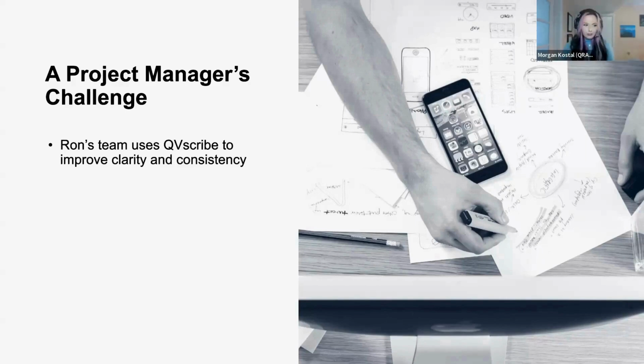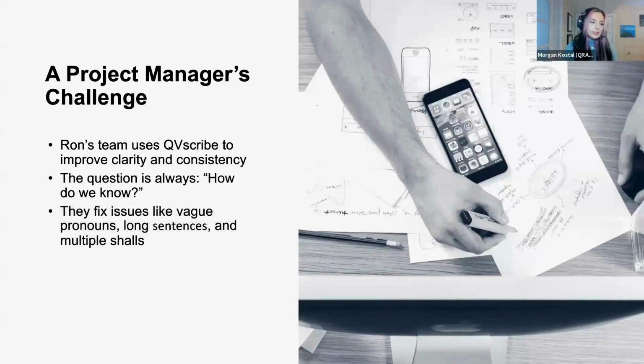But here's the challenge. Even though the team is improving steadily, it's hard for Ron to show that progress. When leadership asks, are our requirements really getting better? His answer is usually yes, but the next question is always, how do we know? The team is putting in the real effort using QVscribe's feedback to fix long, dense sentences, reduce multiple shall statements, cut down on continuances, and remove vague words. They're doing the work, and it's really paying off in the quality.